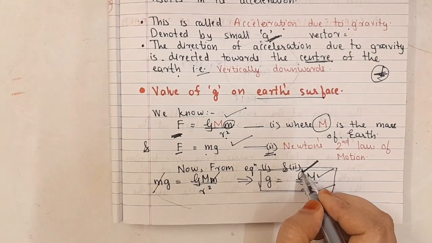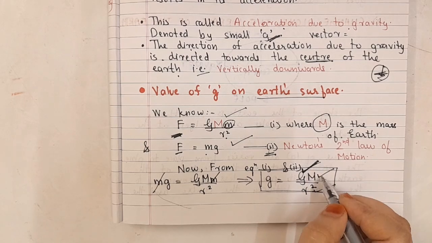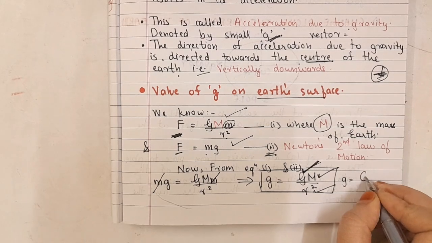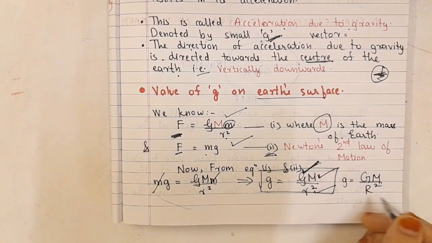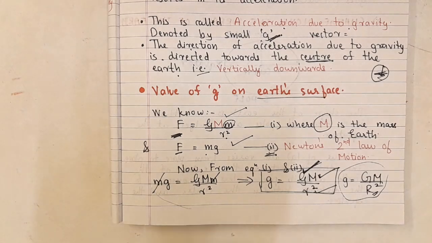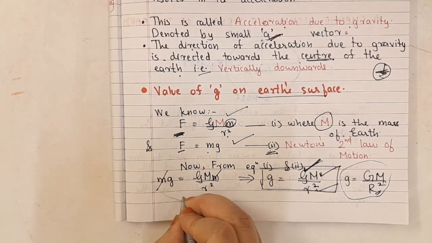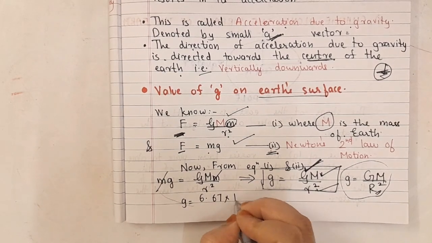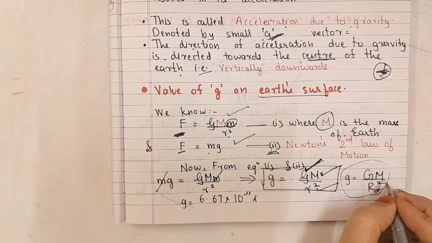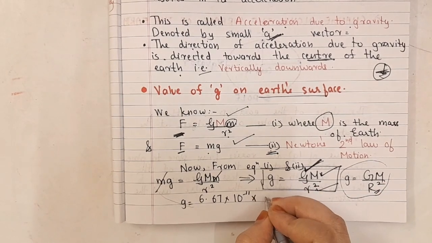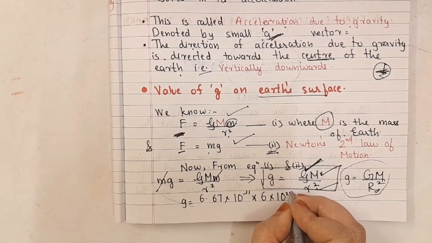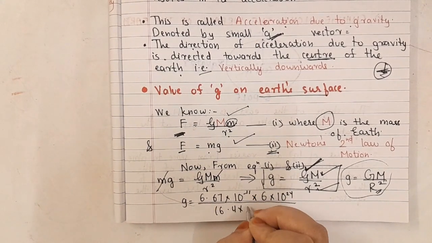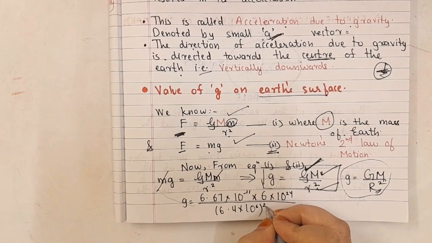Now when we put the value of G, which is the gravitational constant, the mass of the Earth, and here this is the radius of the Earth. Okay, so radius of the Earth we can write as capital R square. So when we put all these values, we have G as 6.67 into 10 raised to minus 11, into mass of the Earth, which is 6 into 10 raised to 24, divided by the radius of the Earth, which is 6.4 into 10 raised to 6. Now this is squared, so we will square this.